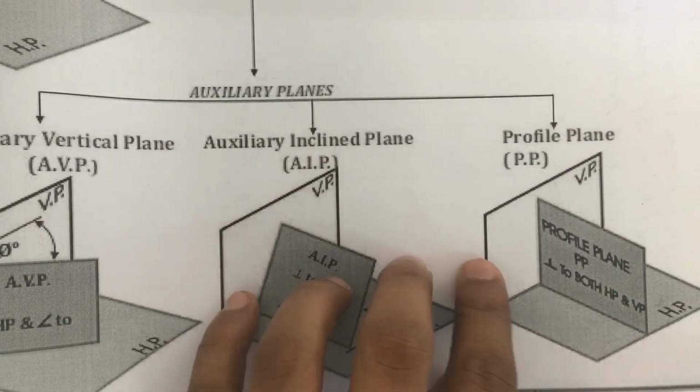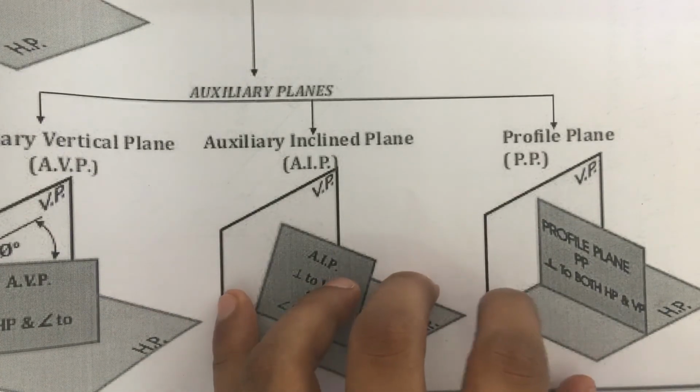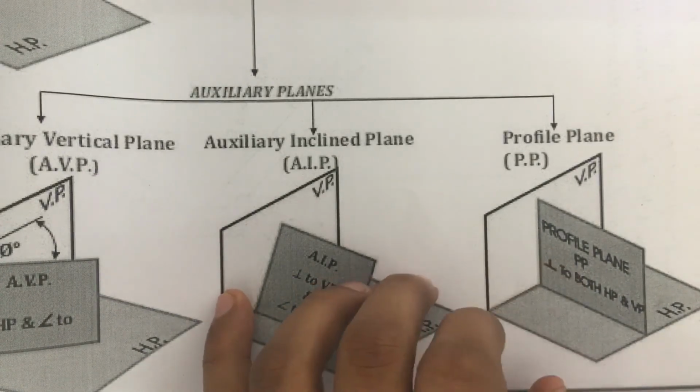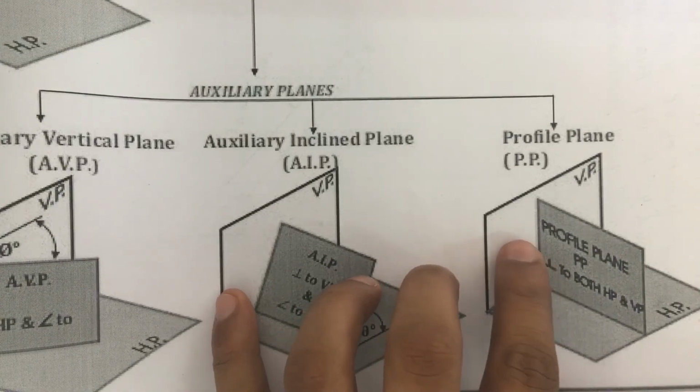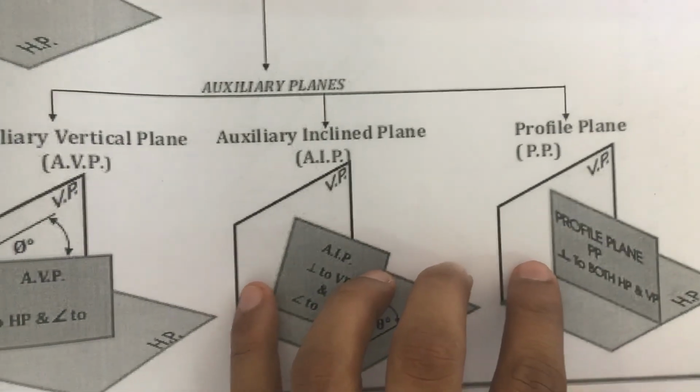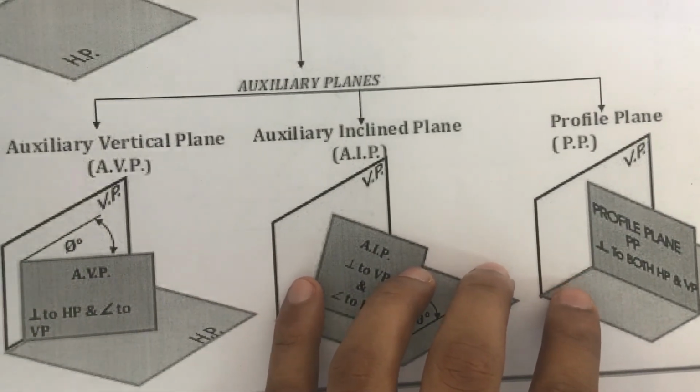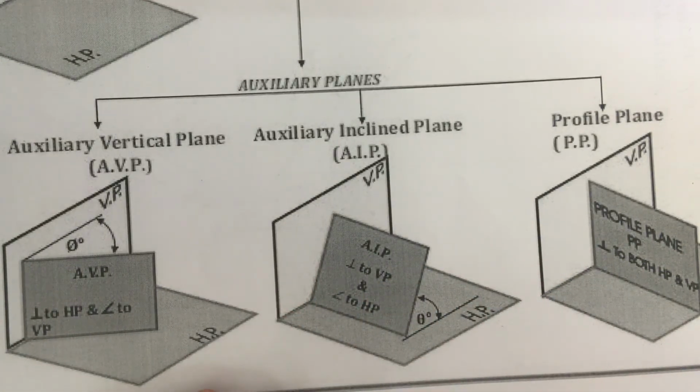Final case, side plane or profile plane. You will get the left side view or right side view on the plane perpendicular to both the HP and the VP. Actually, we discussed this case. So I hope you remember this. So we have different conditions based on the orientation of the cutting planes.